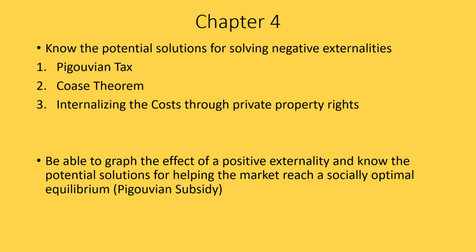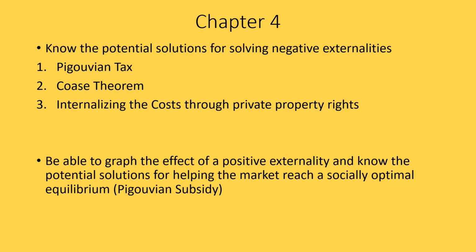Also be able to solve or graph the effect of a positive externality and know the potential solutions for helping the market reach a socially optimal equilibrium. In the case of a positive externality, the solution there could be a Pigouvian subsidy. Remember that while taxes reduce our incentive to do stuff, subsidies increase our incentive to do stuff. Taxes are when the government charges you money for doing something. A subsidy is when the government gives you money for doing something.